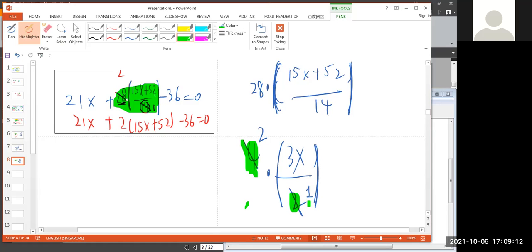So basically I'm using this technique here. Over here, I have 28 as the numerator, 14 as the denominator. So the common factor is 14. I divide by 14, I get 2 here. I divide by 14, I get 1 here. That's what I do here. Can you see the 2 here? Can you see the 1 here? That's what I do here.